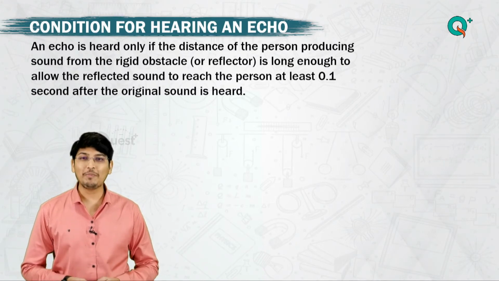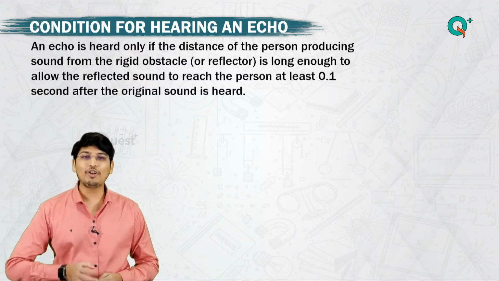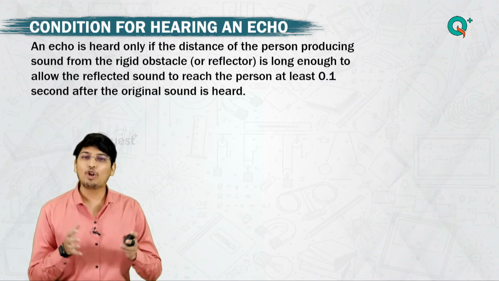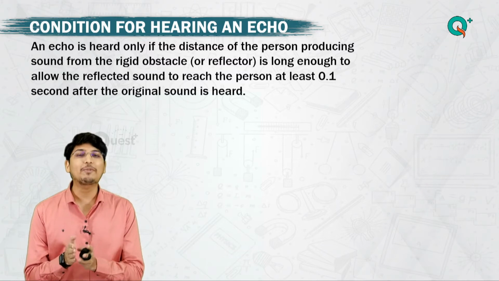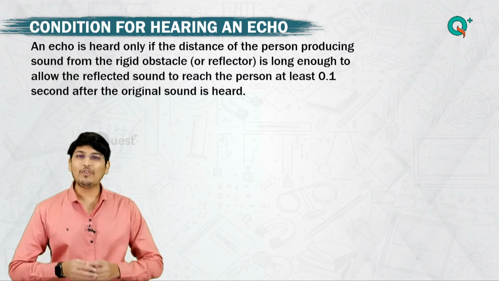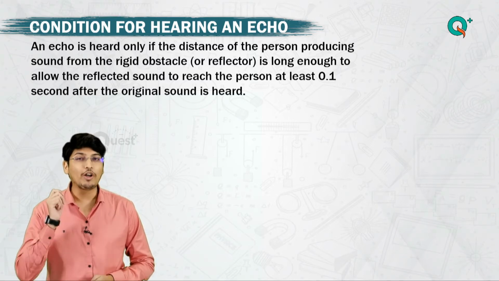One of the first conditions basically says that an echo can be heard clearly only if the distance between the person producing the sound and the rigid obstacle is long enough to allow the reflected sound to reach the person at least 0.1 second after the original sound is heard. Now, why do we have this condition of 0.1 second? Well, that has something to do with the auditory system.